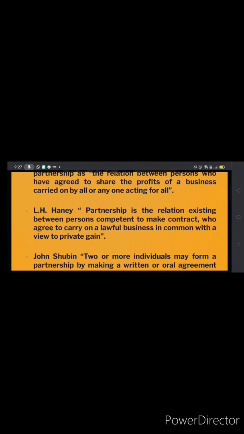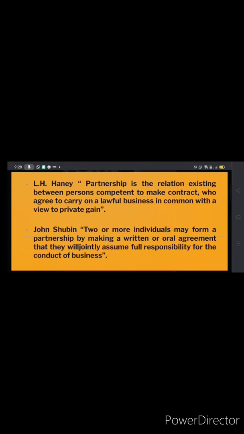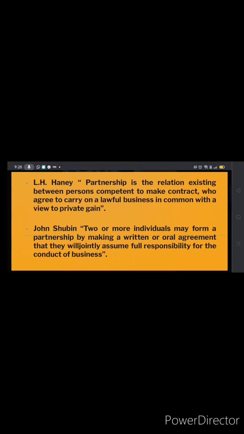Then we have John Shubin, who says that two or more individuals can come together and form a partnership by making a written or oral agreement that they will jointly assume full responsibility for the conduct of business. So here what Mr. Shubin is telling is that partnership is an agreement which could be either written or oral, and where all the partners agree that they will take together the full responsibility for the working of the enterprise, whatever happens because of the company, whether it is profit or losses or any other thing, they all will come together and work for it. So those were the three definitions.